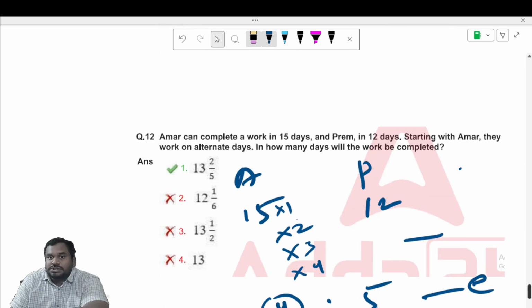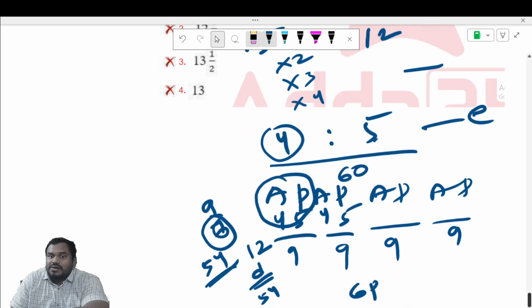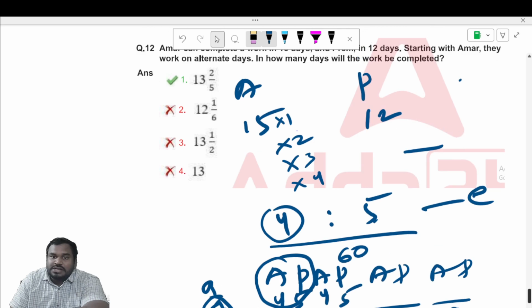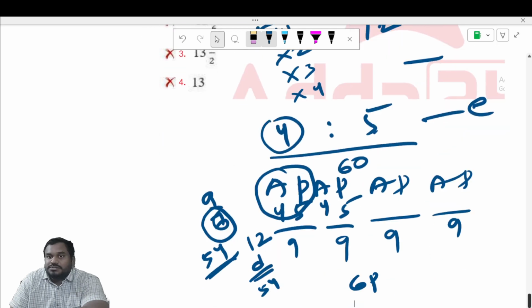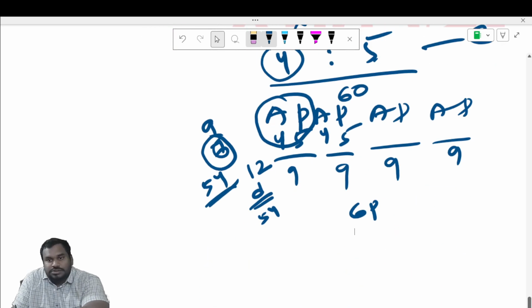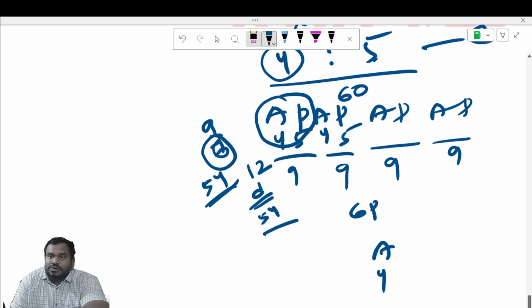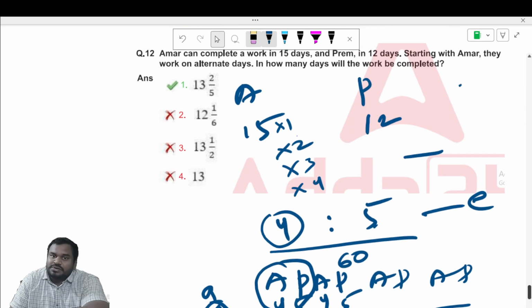The question: in how many days will the work be completed? Obviously it will be more than 12. All the options are more than 12. Once 6 sets are completed, Amar will come with 4 parts. So 13 days are completed, but only 58 parts of work are done. So 13 cannot be the answer. It should be one of the other options.